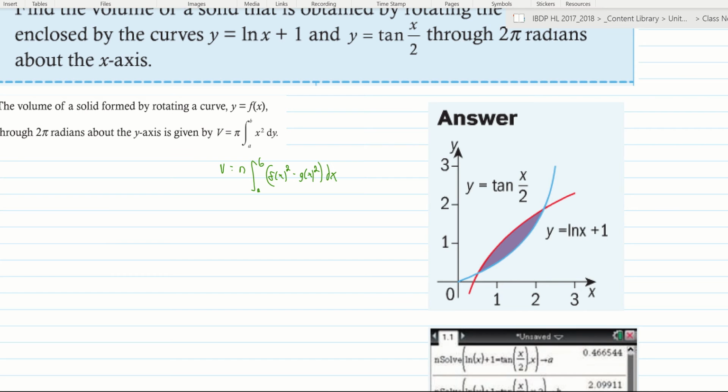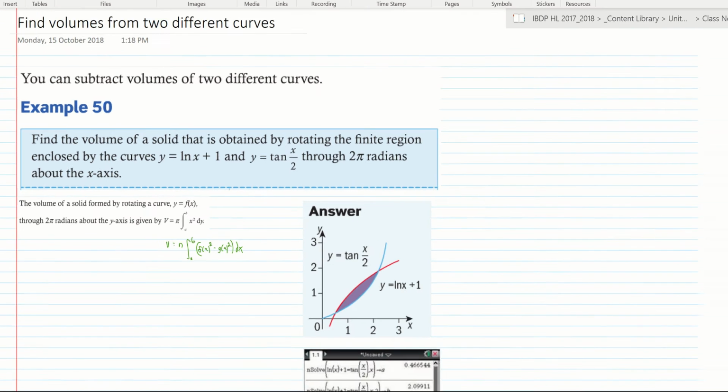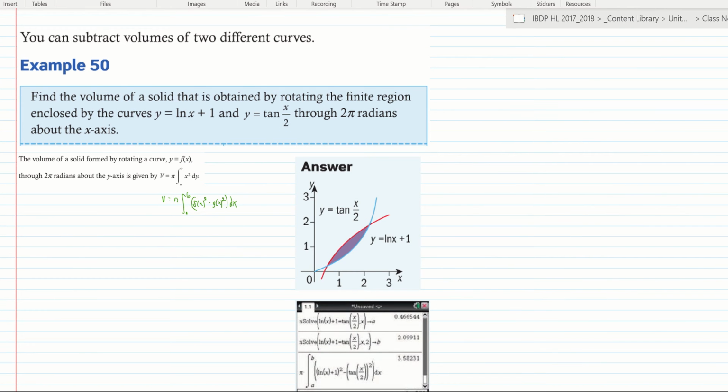Now, a lot of these questions definitely come in the form of paper 2. So it's about knowing how to use your calculator. The book provides a method here. I'll provide a slightly different one, but the results are going to be the same. Anyways, we got to find the volume of a solid. I have two curves, y equals ln x plus 1 and y equals tan of x over 2.